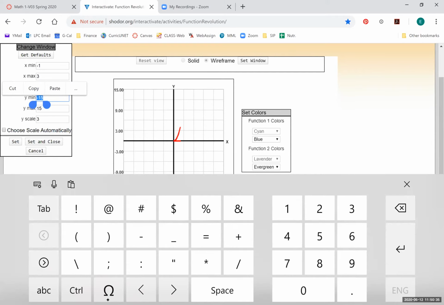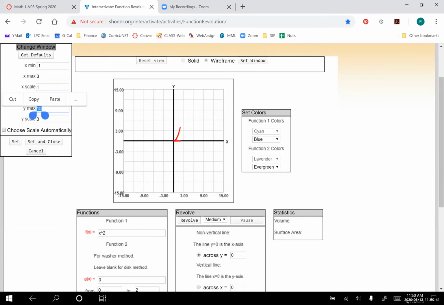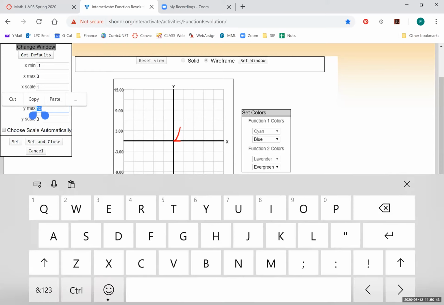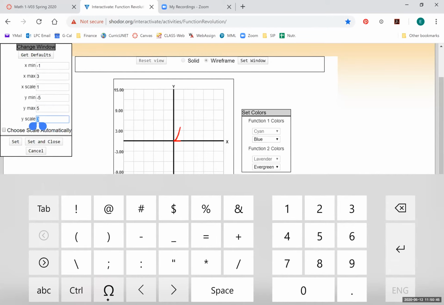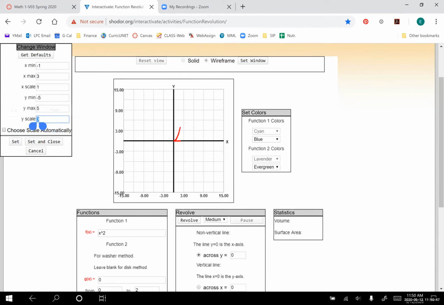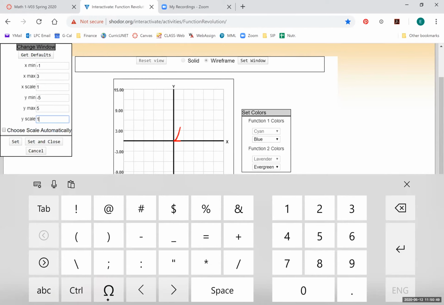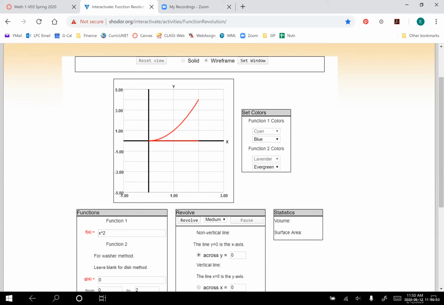And then for our y's, I'm going to set a slightly smaller window as well. I'll just go -5 to +5 and scale the y-axis by 1 as well. Okay, set and close. There we go. That way we can see our bounded area a little clearer there.